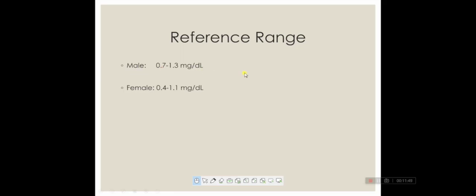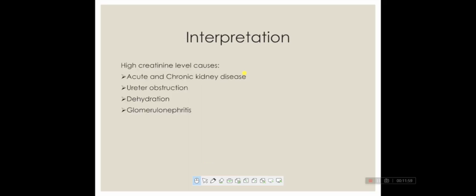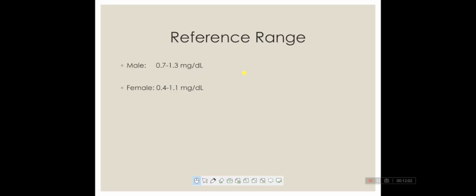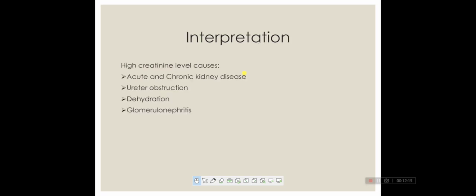The reference range, or the normal range, for creatinine in males is 0.7 to 1.3 mg per deciliter, while in females it is 0.4 to 1.1 mg per deciliter. If the concentration of creatinine rises above or falls below this reference range, then there may be a suspicion of certain diseases. So what are the suspected diseases that are likely to be present in a person if the creatinine levels are high?